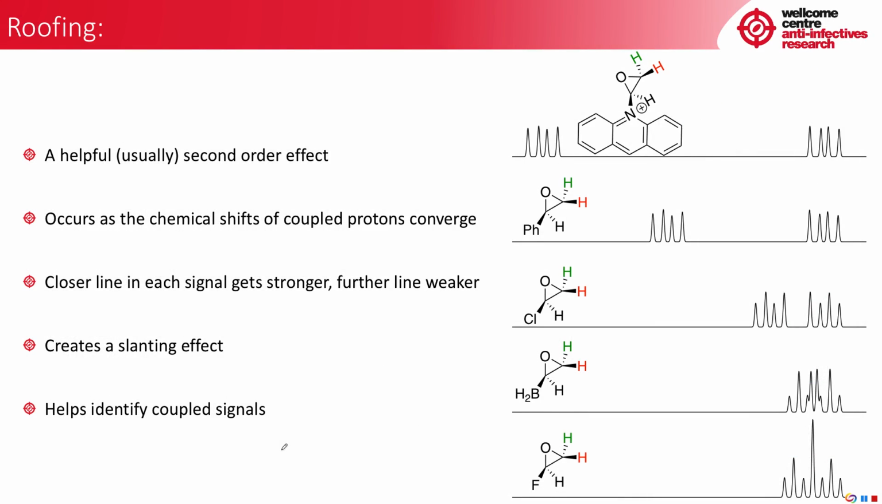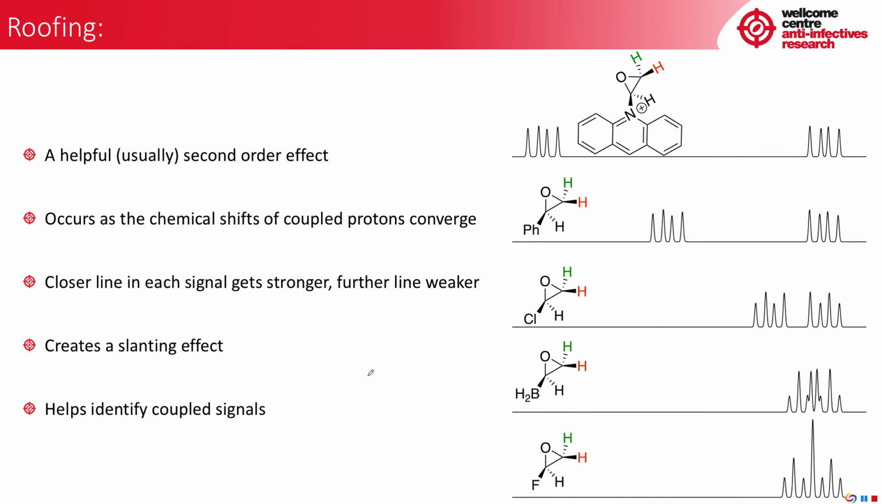So let's start with the first, the more useful of the phenomena that I just mentioned. This is the slanting. This is usually quite helpful, actually. As the chemical shifts of the coupled protons converge, the closer line in each signal to the other gets stronger, and the further line gets weaker. And this creates a slanting effect where they slant towards one another, and you can use this to identify coupled signals.